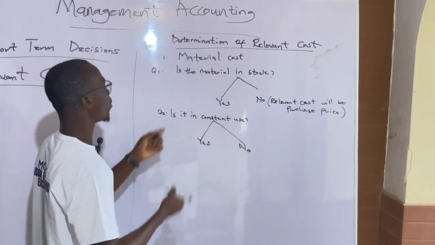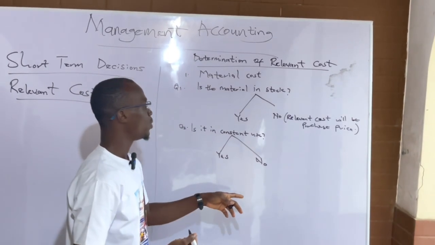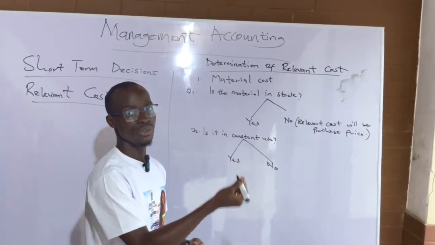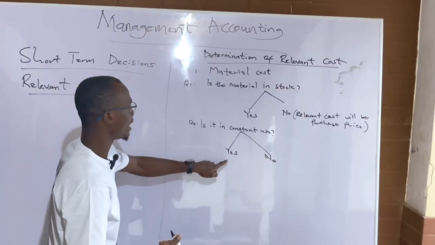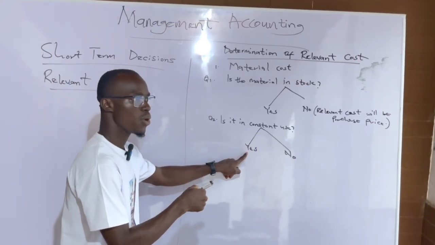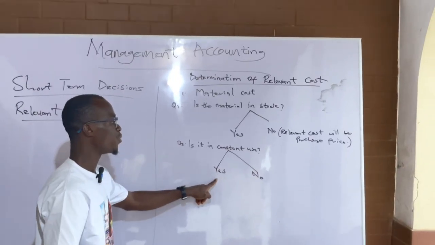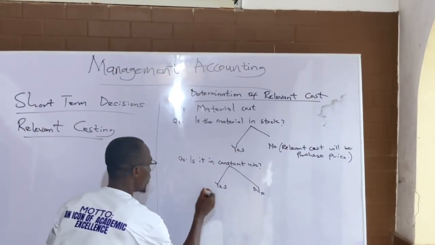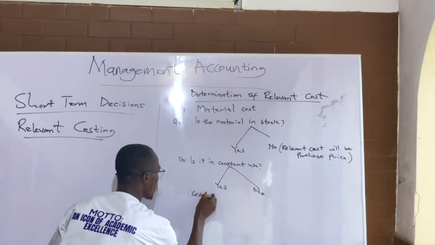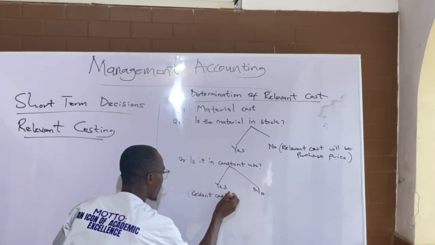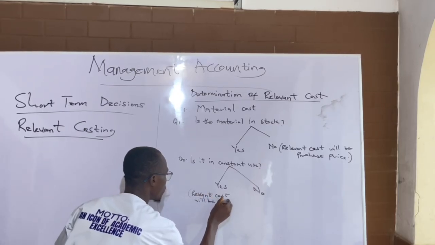If you say it is not in constant use, then you ask yourself, is there any alternative use? But let's first read the yes. Is it in constant use? Yes. If it is in constant use, then if we use this for this order, we need to go and buy it again. So the relevant cost will be the replacement cost.